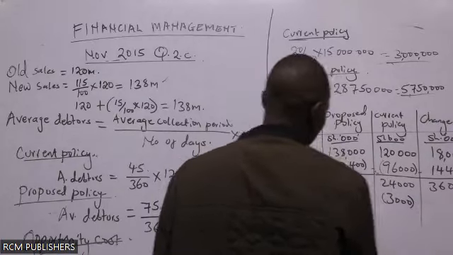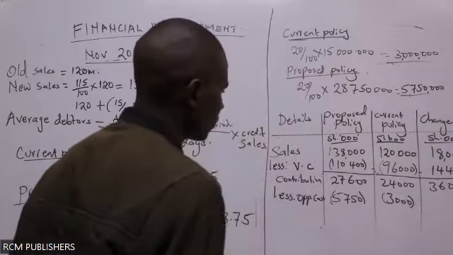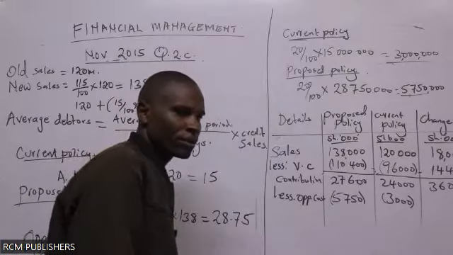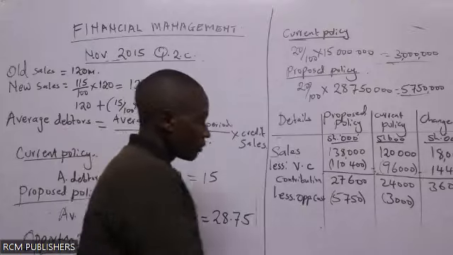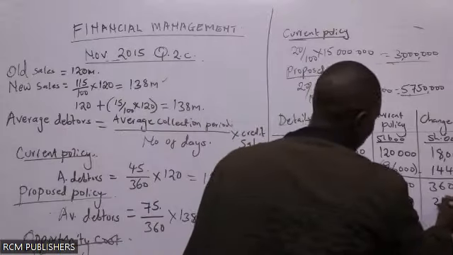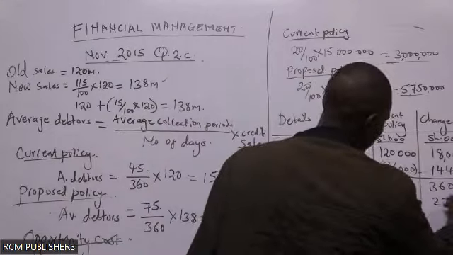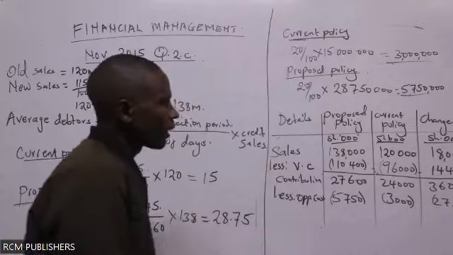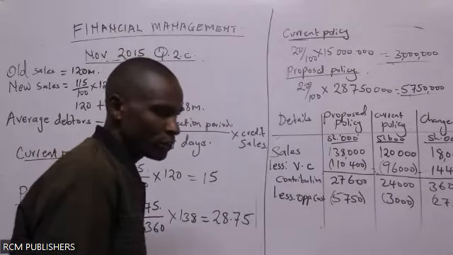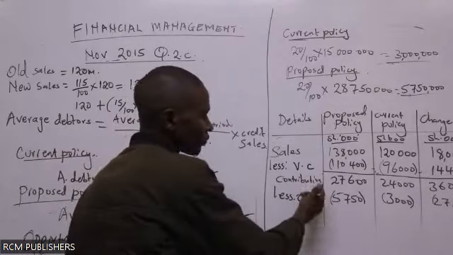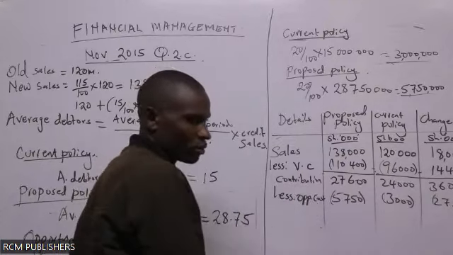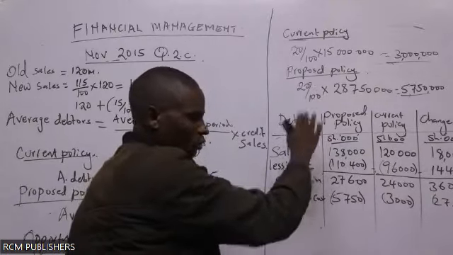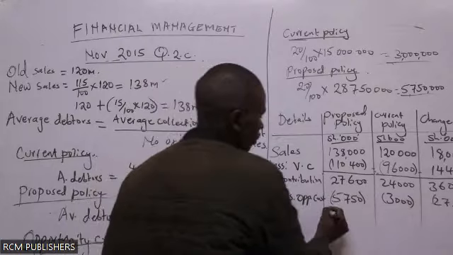Inapatia ngapi? 750. Your difference. Give me the change of that. Is it 750? Yes, you can see here 750. Now we less the opportunity cost. After you less the opportunity cost, and we are lessing it from contribution, this is what we have now. So sir, we are dealing with the contribution.